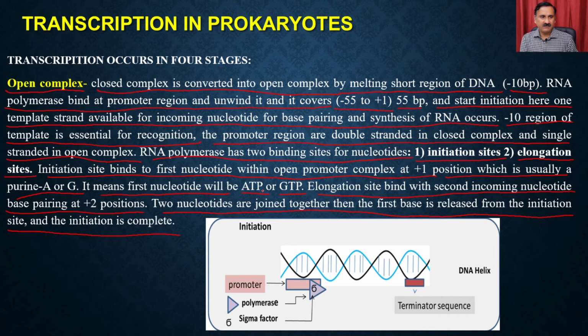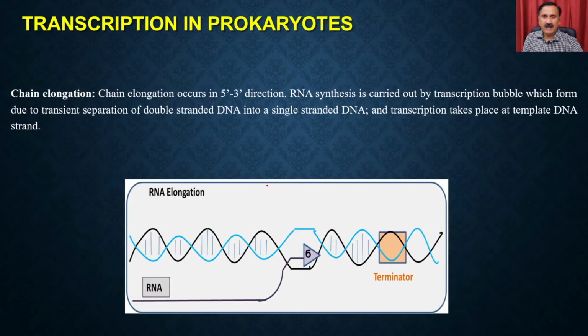Then it will enter into the elongation phase. What will happen in the elongation phase? The chain elongation occurs in the 5' to 3' direction. The RNA synthesis is carried out by the transcriptional bubble, which forms due to the transient separation of double stranded DNA into single stranded DNA, and the transcription takes place at the template strand.